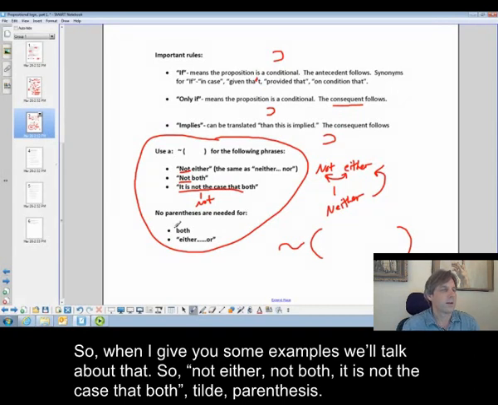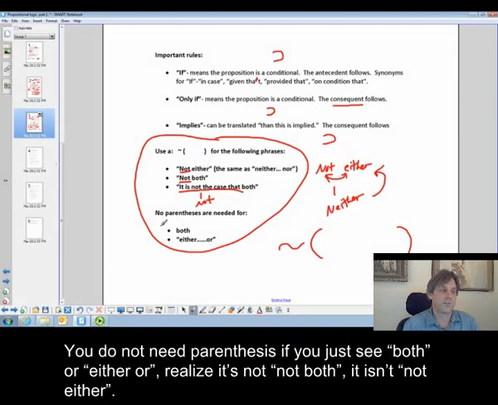All right. So not either, not both. It is not the case that both. Tilde, parentheses. You do not need parentheses if you just see both or either or, you realize it's not both.